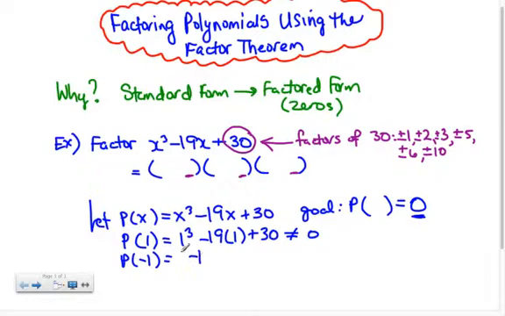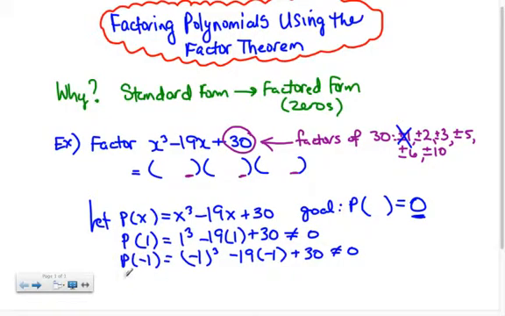So that's going to be negative 1 cubed minus 19 times negative 1 plus 30. And again, if I do the math, that's going to be negative 1 plus 19 plus 30, and that also doesn't give me 0. So neither 1 nor negative 1 are factors of this particular polynomial here.